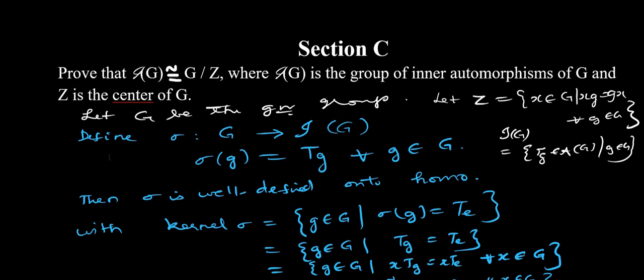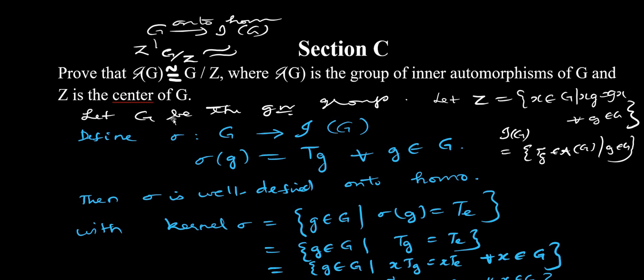or given statement. So now, our job is to show that G mod Z is isomorphic to script I of G. So we are going to make use of our first isomorphism theorem or fundamental theorem on homomorphism. So if we can prove that from G to script I of G, we have an onto homomorphism with kernel Z, then by first isomorphism theorem, we can have G mod Z to be isomorphic to script I of G. So that is the idea.